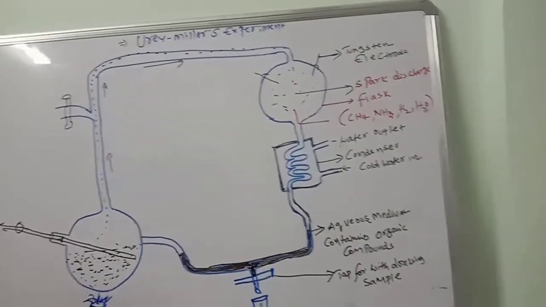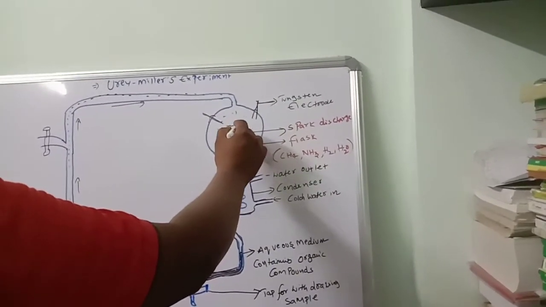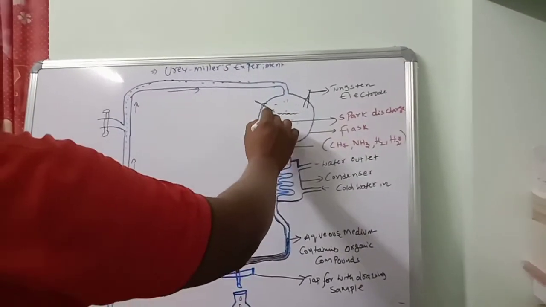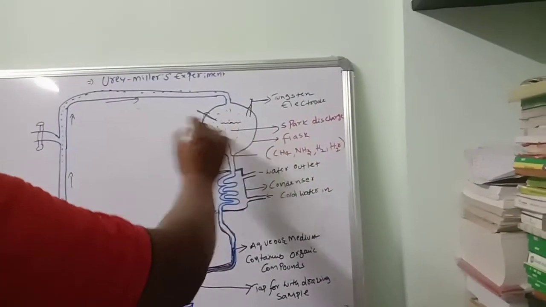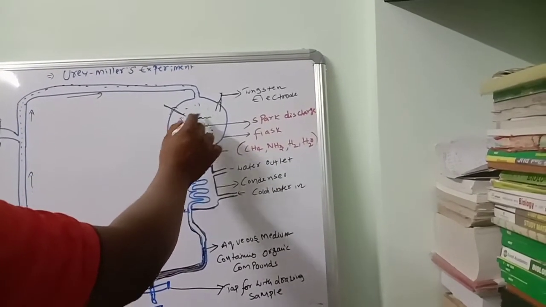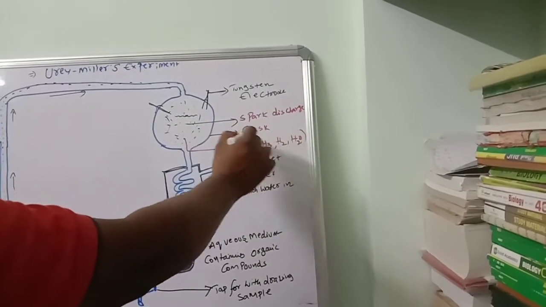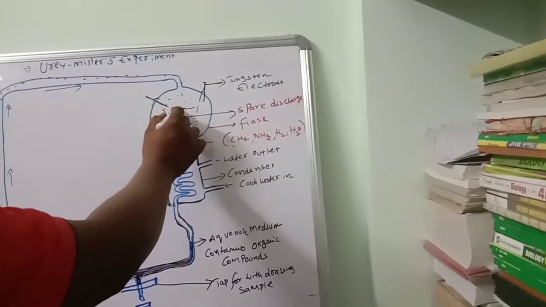So in this place, this particular long flask, these are electrodes, tungsten electrodes, given electricity. So the spark discharged, and here what gases are there? These all are the gases. These are the spark and these are the gases: methane, ammonia, hydrogen, water.